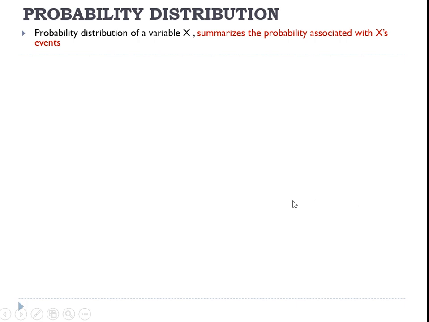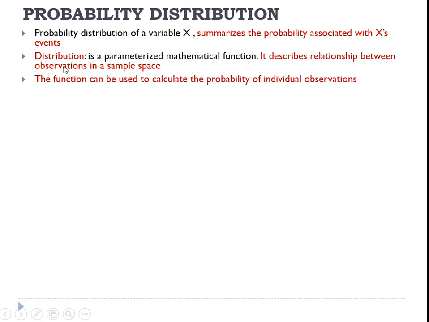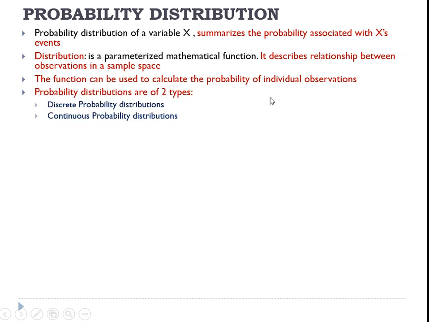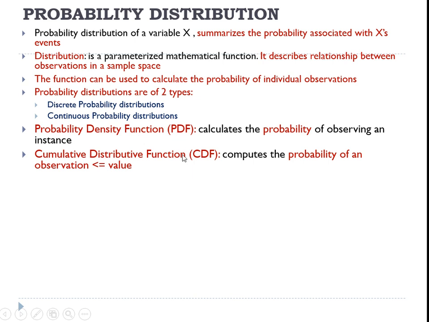Now, a probability distribution for a variable x basically summarizes the probability associated with x's events, whereas a distribution is a parameterized mathematical function. It gives a relationship between the observations in a sample space. This function we can use to calculate the probability of an individual observation. There are two types of probability distribution: discrete probability distribution and continuous probability distribution. In this session we will learn these two distributions in detail. We will also come across these terms when discussing these probability distributions: one is PDF and the other one is CDF.